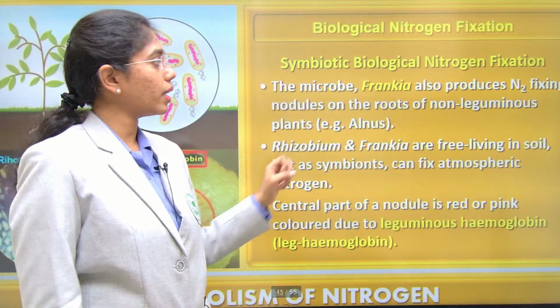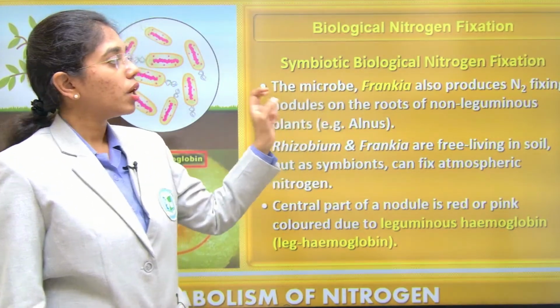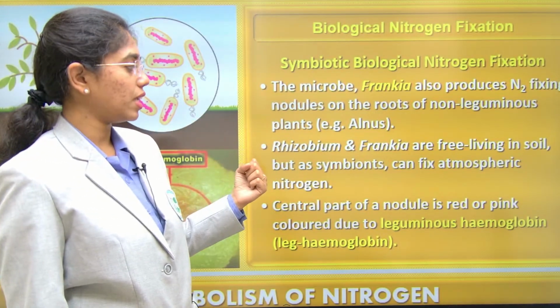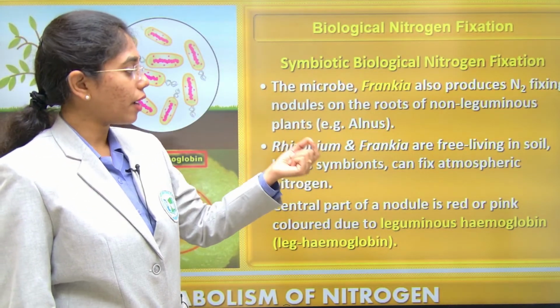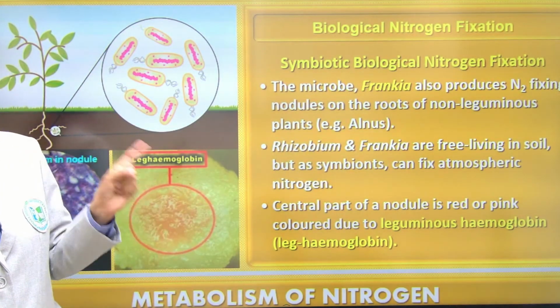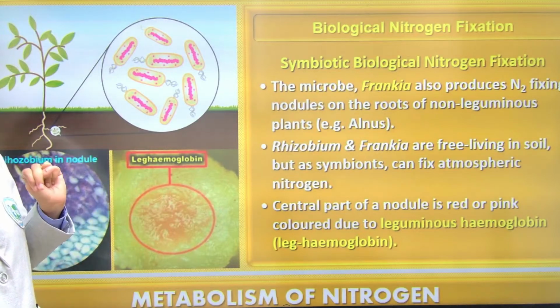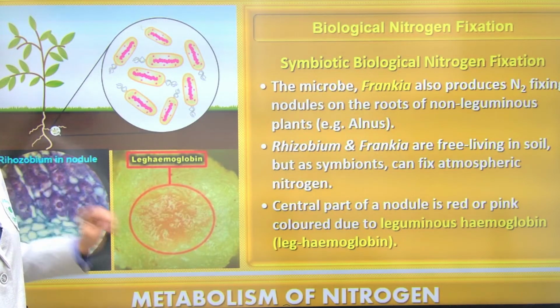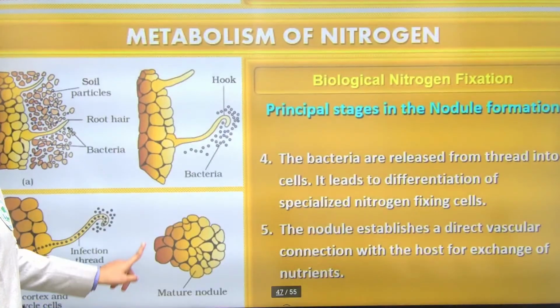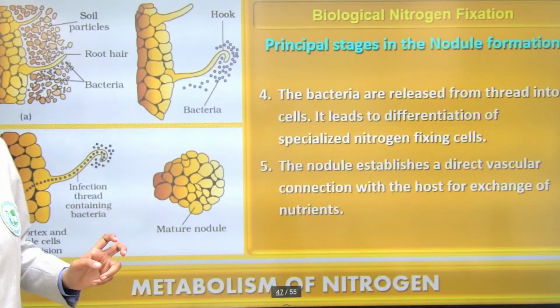One more bacteria is Frankia, which is in symbiotic relationship with a plant like alder. Rhizobium and Frankia are free living in soil, but they also act as symbionts. Rhizobium with legume plants, Frankia with Alnus. Okay. Remember that carefully. What is the major procedure here? The internal procedure that is happening during the process of nitrogen fixation.